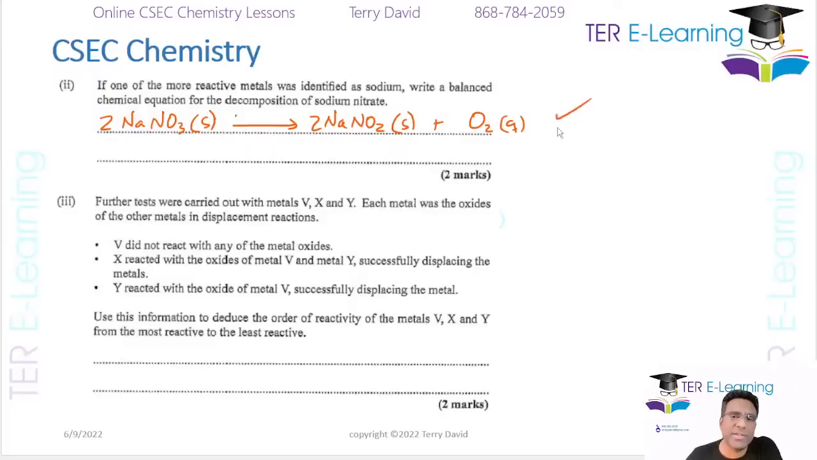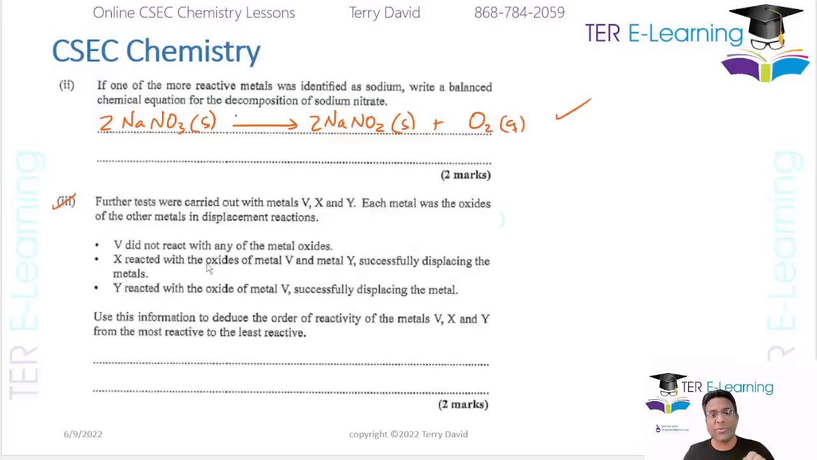Yeah, so this equation is correct here. That's it for 2 marks. The next part: further tests were carried out on metals V, X, and Y. Each metal was added to the oxides of the other metals in a displacement reaction. So this is about displacement reaction.